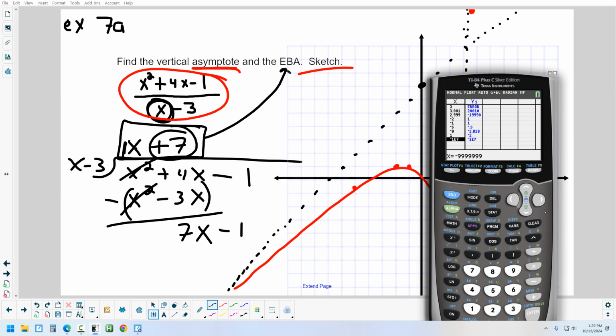So if I had to do it without the calculator, I could type in the number 1 for x, and I'd have to do 1 squared plus 4 times 1 minus 1 divided by 1 minus 3. I'd have to plug in for x myself. That's a lot of work. So you'll still be able to use the table, but you're just going to have to show me the values you get when you do your sketch. Yeah, so we're going to do the table.